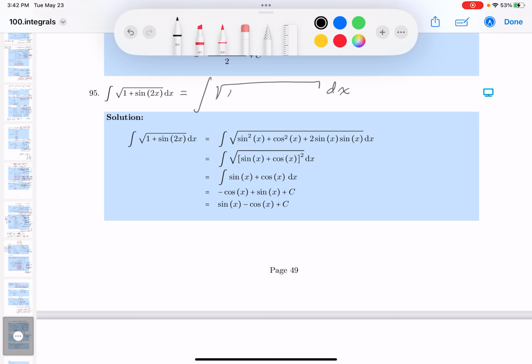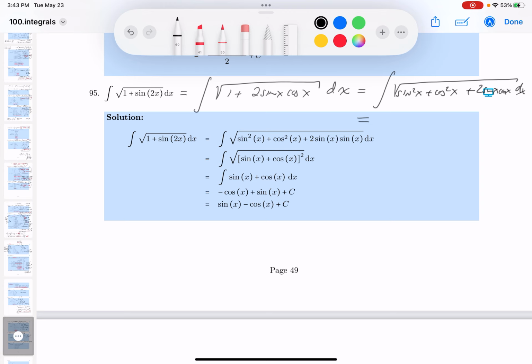And what do you get? You get 1 plus, let's see, 2 sine x cosine x. And that could be the dead end you get stuck on. But then I start to realize, you know, maybe I could rewrite it a little bit differently. The number 1, there's a Pythagorean identity for that. And that's going to be sine squared plus cosine squared, and then plus 2 sine x cosine x dx.